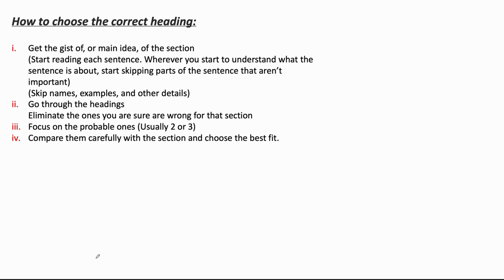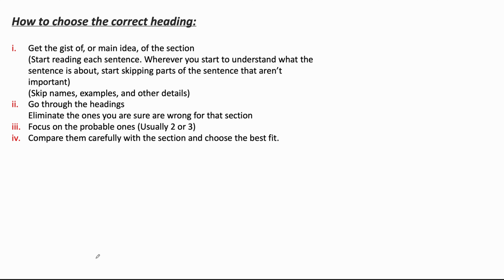Eliminate the ones you are sure are wrong. Cross out any headings that clearly do not match the main idea of the section. Then focus on the probable ones. There will usually be a maximum of 2 or 3 headings left. Compare them carefully with the section and choose the best fit.